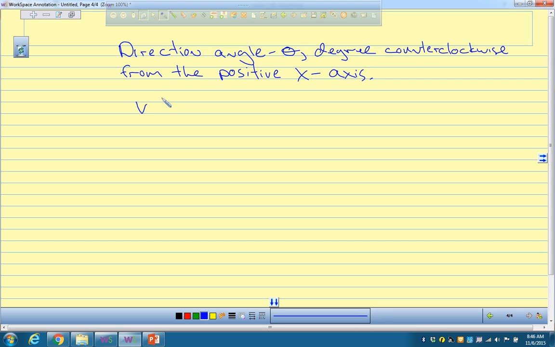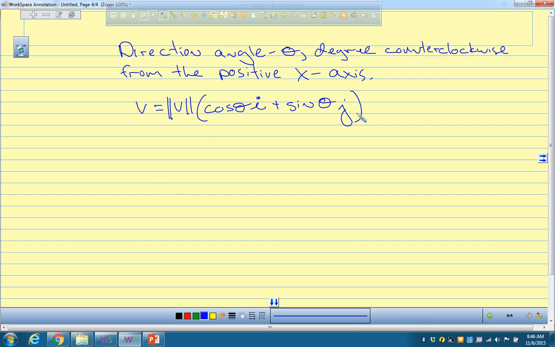They call this the trigonometric form of a vector or something. But you can also write a vector as v is equal to the magnitude of v times cosine of the direction angle in the i direction plus the sine of the direction angle in the j direction. Have you seen this in physics? Anyone done this in physics? No? Not yet.